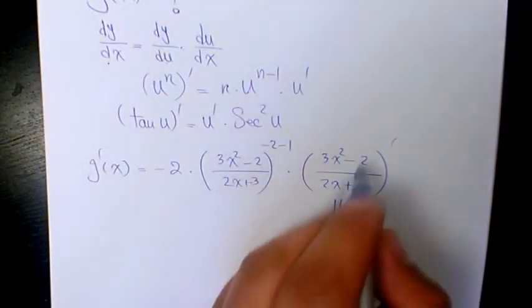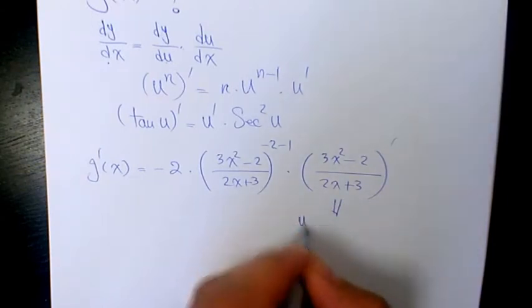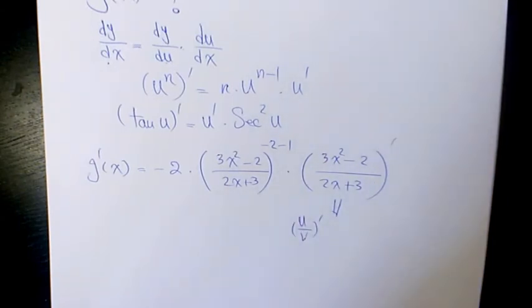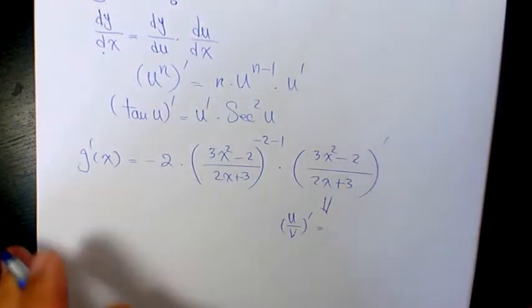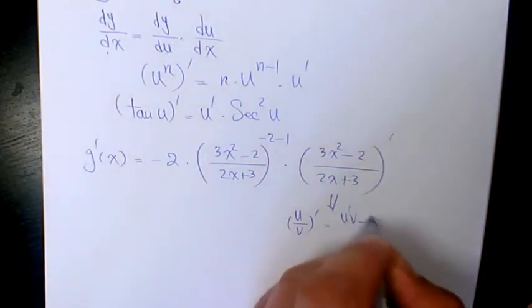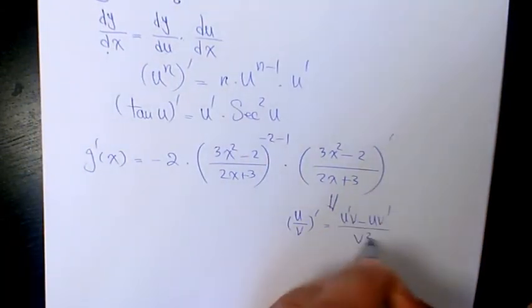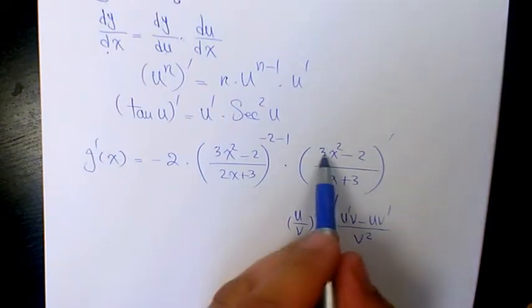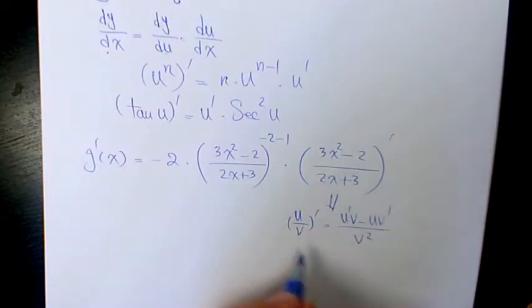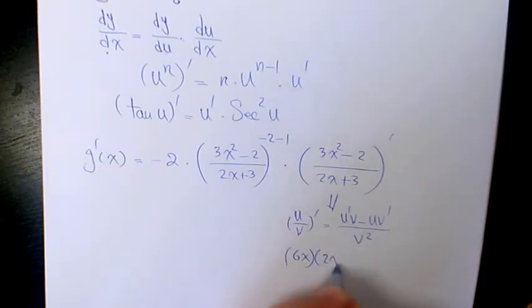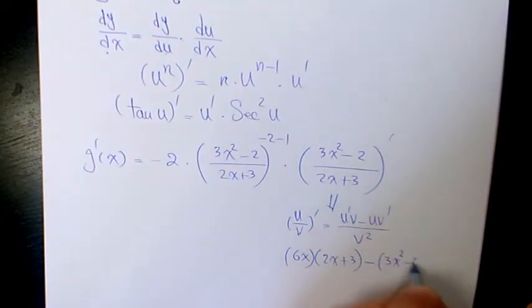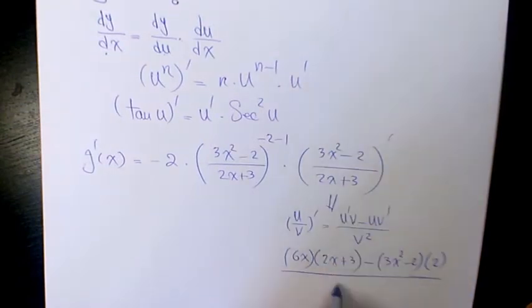So let's find the derivative of this part, which is u over v. That's going to be u prime v minus u v prime over v squared. The derivative of u is the derivative of the numerator, which is 6x, times the denominator, which is 2x plus 3, minus u, which is 3x squared minus 2, times the derivative of the denominator, which is 2, over (2x plus 3) to the power of 2.